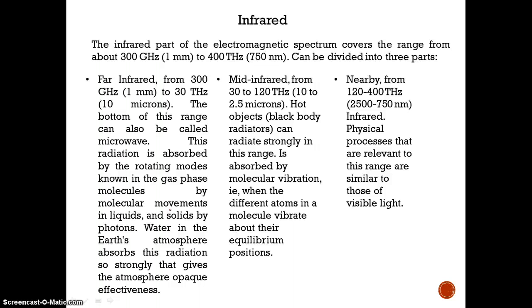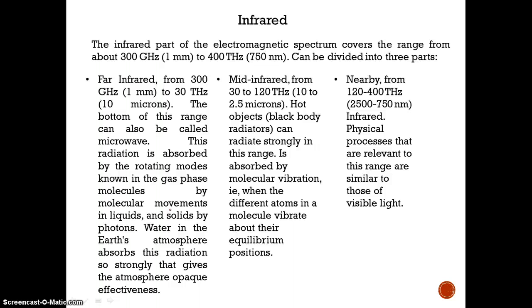Infrared. The infrared part of the electromagnetic spectrum covers the range from about 300 GHz to 400 THz. It can be divided into three parts. For far infrared, the bottom of this range can also be called microwave. Water in the Earth's atmosphere absorbs this radiation so strongly that it gives the atmosphere an effective opacity. Mid-infrared can radiate strongly in this range.